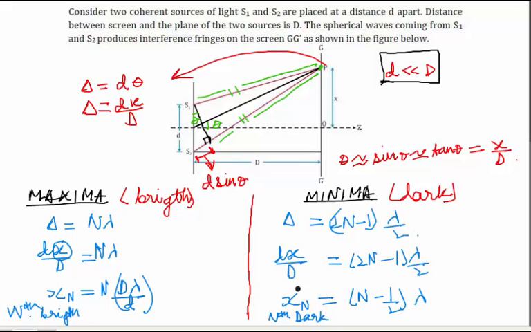And because we have equated it to d into lambda d by d, because this d will go here and this d will come down. So this will be the distance of the nth dark. Now let's define what is fringe width.